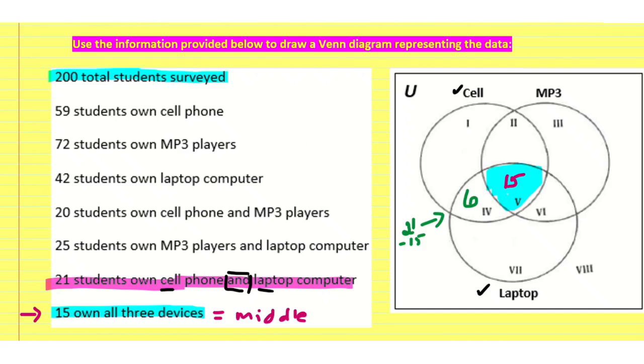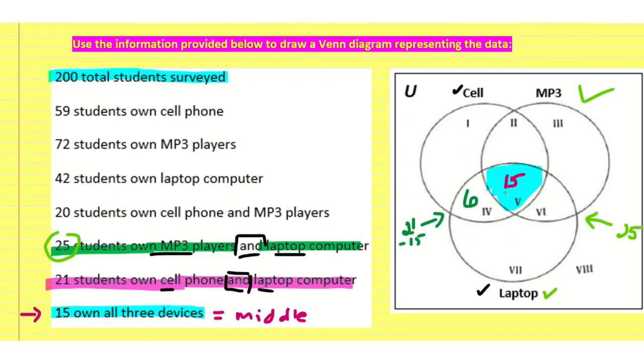The next thing says that we have 25 students who own an MP3 player and a laptop. So again, we have that word and, so it's going to be an intersection between the MP3 players and the laptops. Okay, so I've got laptop, here's the laptop, and here's the MP3. So I'm talking about the intersection between the two, and it says that 25 students own both of those. So that means 25 total needs to go in that intersected area or that overlap area.